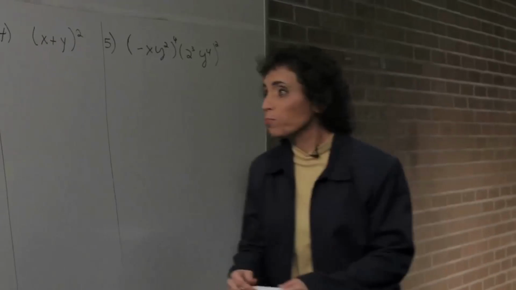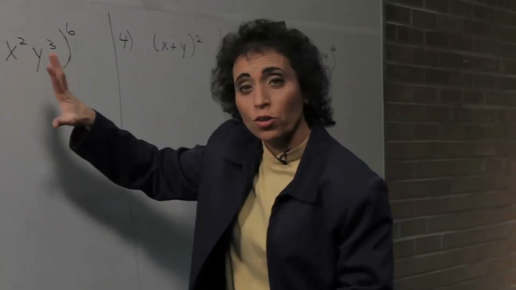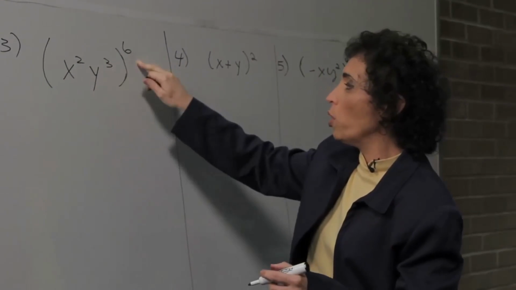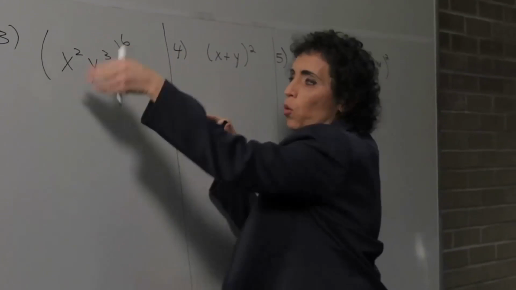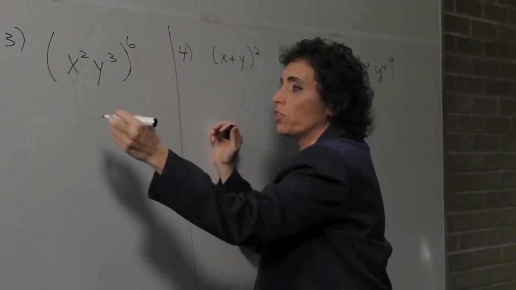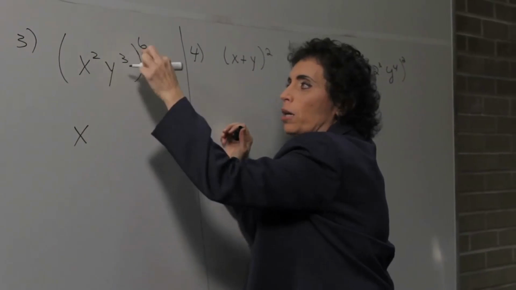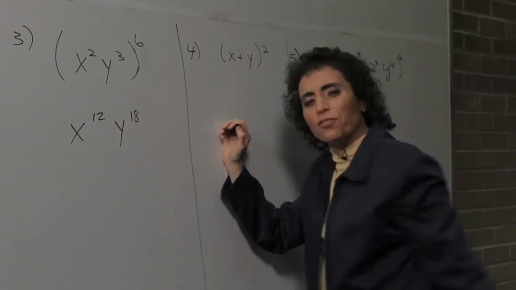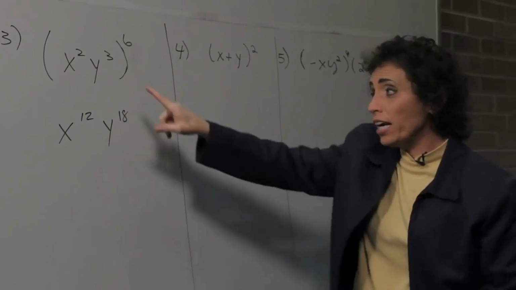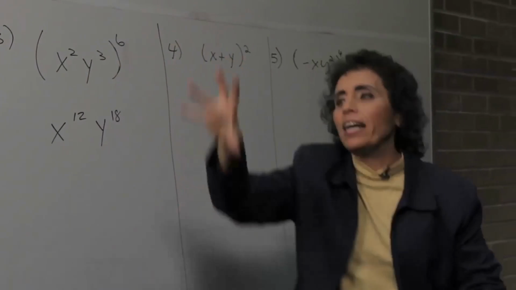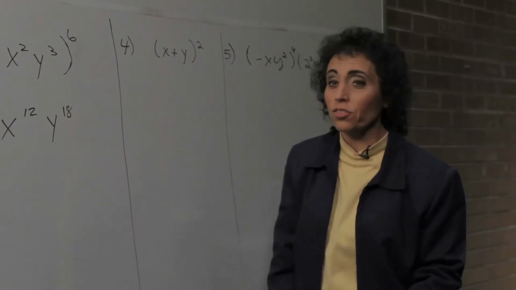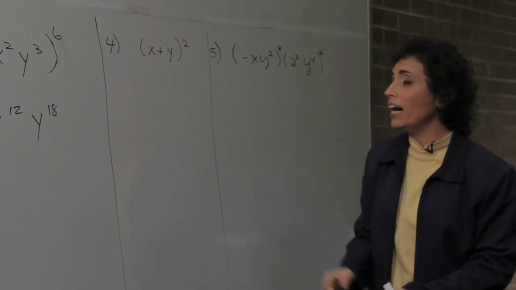All right, you ready? These are attached by multiplication, so we can use the power to power rule. x squared y cubed, all raised to the sixth power. So it's the quantity of x squared y cubed, all to the sixth. Keep the base. 2 times 6 is 12. Keep the base. 3 times 6 is 18. Oh, come on, these are fun. Easy. Now we could do this instead: x squared y cubed, x squared y cubed, x squared y cubed, 6 times. Or we could just do that. It's a little easier.